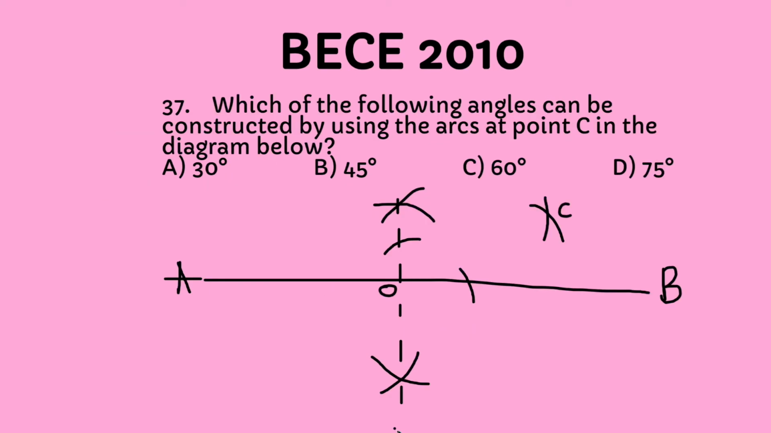For question 37, which of the following angles can be constructed by using the arcs at point C in the diagram below? First off, this angle is a 90-degree angle. The construction where C happens would dissect the 90-degree angle into exactly 2 halves, which would be 45 degrees, 45 degrees. So this construction is actually a representation of the 45-degree angle. Our answer will be B.